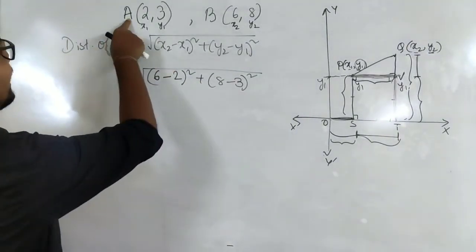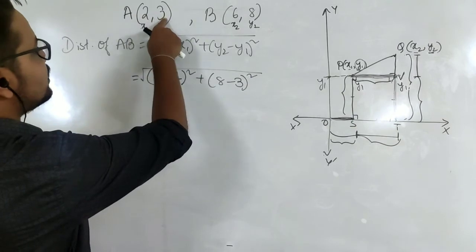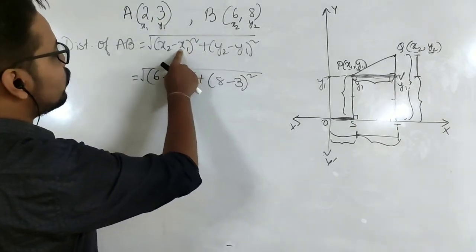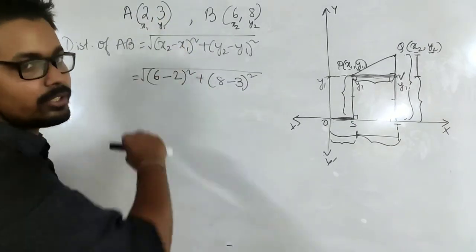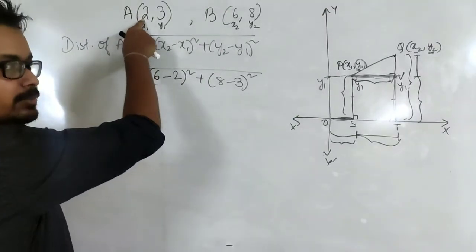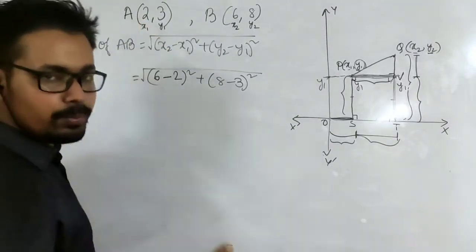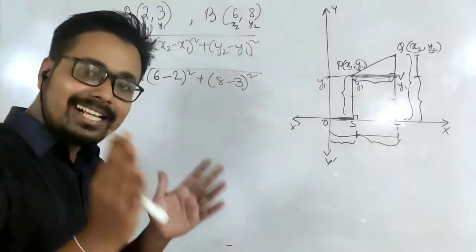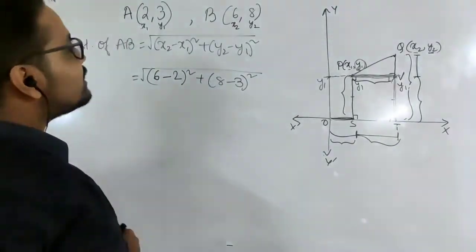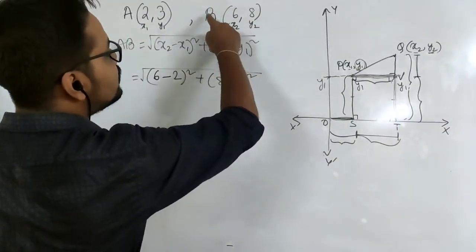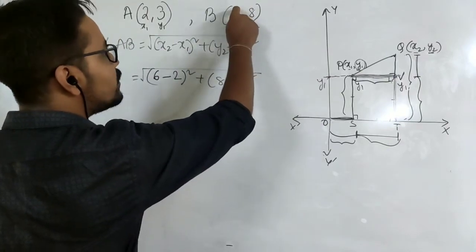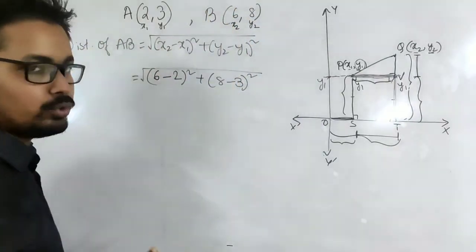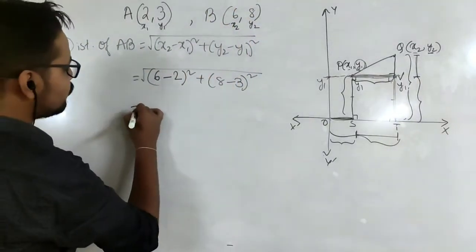So our first point is A. This one is the x, this one is the y. So I need the first coordinate and the x of that coordinate. So this is the x of the first point, that means this is x1. x2 means the x coordinate of the second point. So which is the second point? Second point is B, and the first one is the x coordinate, so this will be x2. Okay. Now just try to find the value.